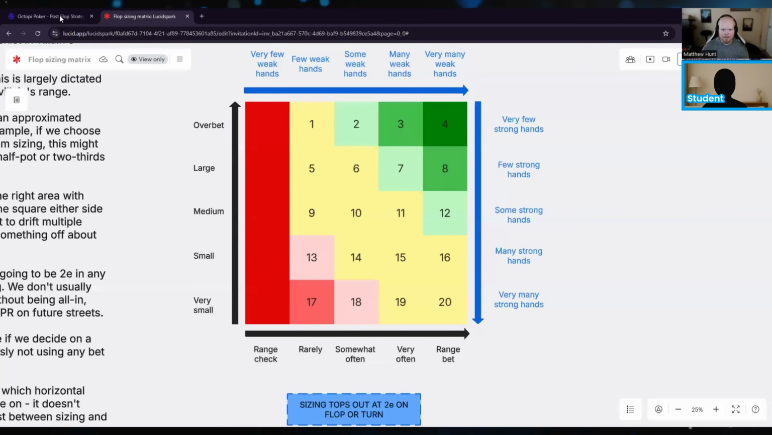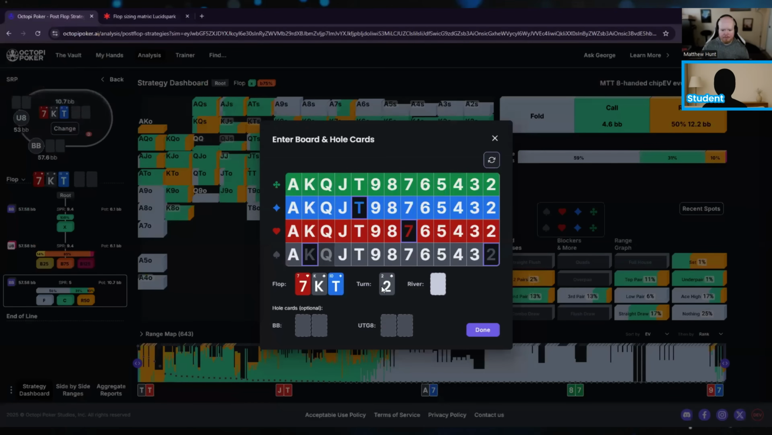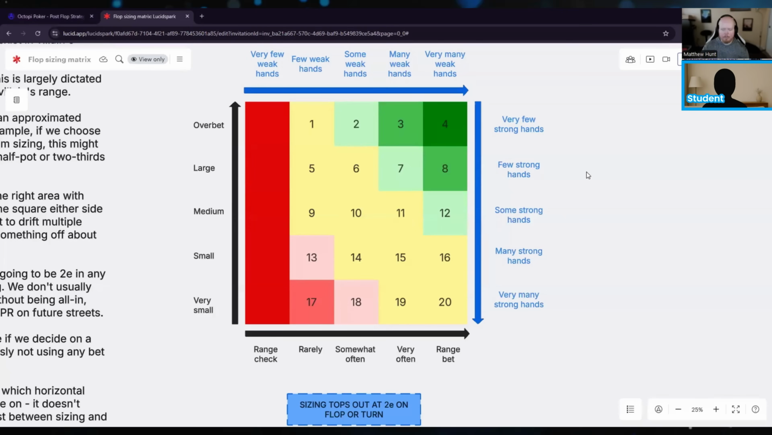On this particular turn card, king 10-7 deuce, where would we assume villain to be in terms of strong hands, weak hands, and so on? What do you expect here after it goes check, bet, call? I would probably start at some strong hands, move my way down. Sure. So some to many to very many. Yeah, some to many as far as the strong hands.